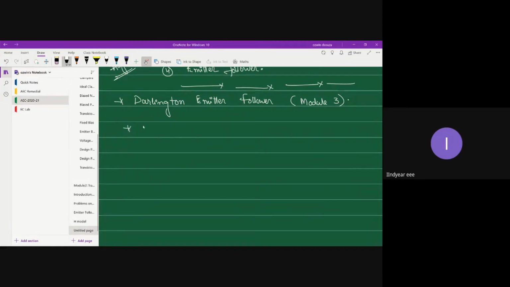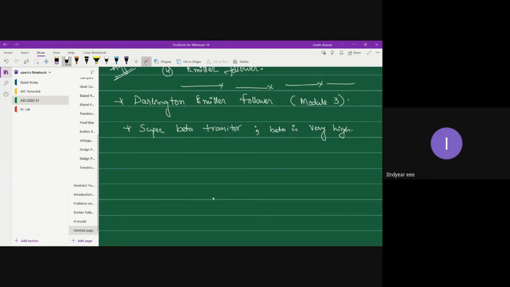In short, it is called a super beta transistor. As the name suggests, super beta means the beta value is very high. A single transistor gives beta or HFE normally in the range of hundreds to 200, right? So in order to get a current gain of more than 200 or more than 300, what we have to do is go for a Darlington emitter follower.